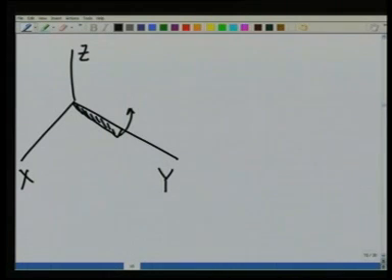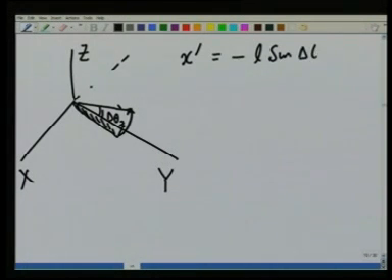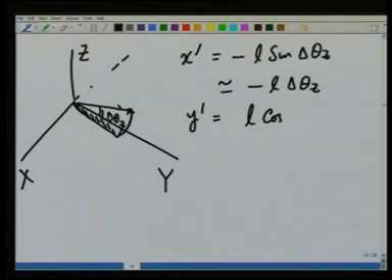So, when it rotates like this in the xy plane, you can see that x prime is going to be this projection. This is delta theta z, so x prime is going to be minus L sine delta theta z, which is roughly equal to minus L delta theta z. Y prime is going to be L cosine of delta theta z, which is roughly equal to L. Since this is a rotation about the z axis, z prime remains unchanged.